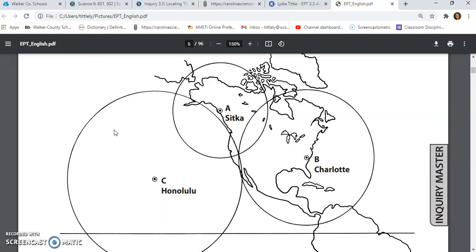Okay, and so the very last step for us is to locate where all three circles intersect or come the closest to intersecting, and that's going to be the epicenter of our earthquake. So if you look right here, where my cursor is, right here would be where the earthquake actually occurred. And that would be in California.